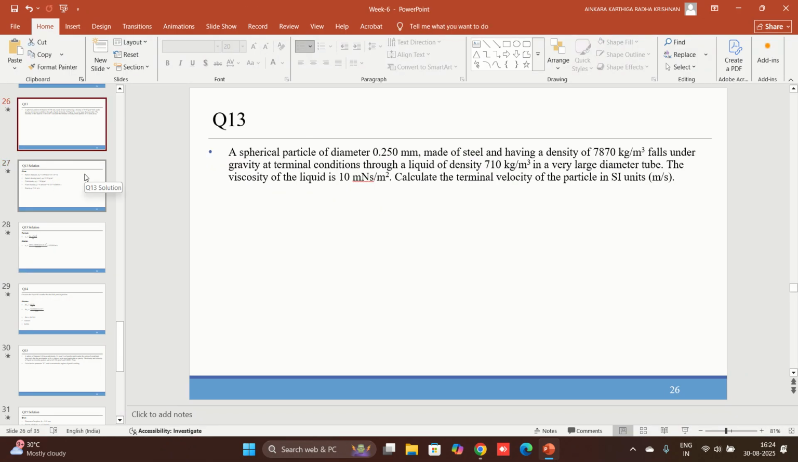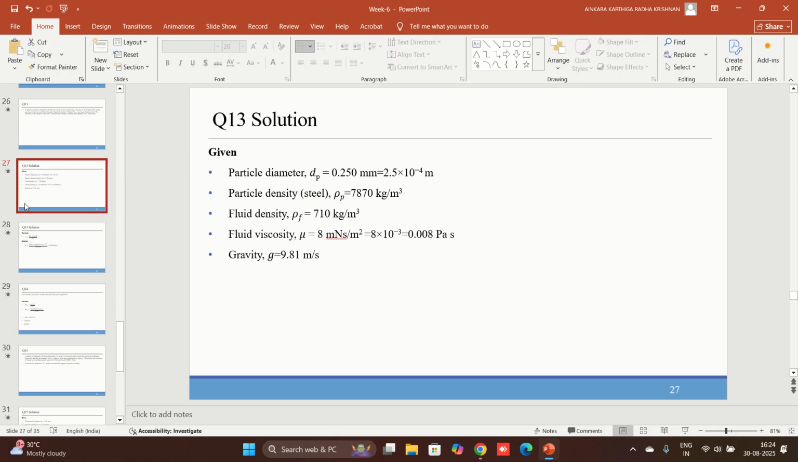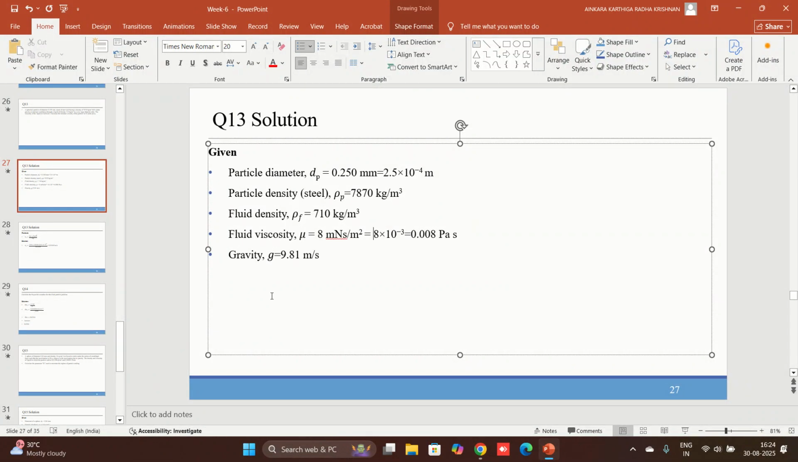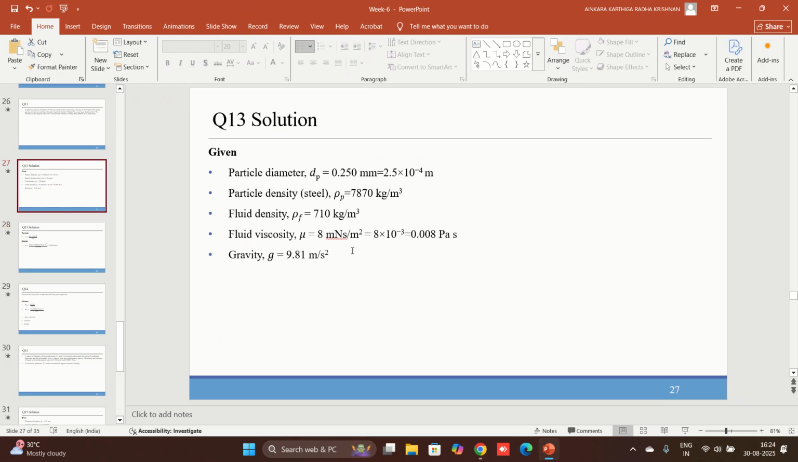Oh, when did I change this? Okay, the question is slightly changed. Just 8 millinewton second by meter square. So it is 8 into 10 power minus 3 Pascal second. So gravity is g equal to 9.81 meter per second square. It is acceleration, right? So it is meter per second square. Now we have to find the terminal settling velocity.